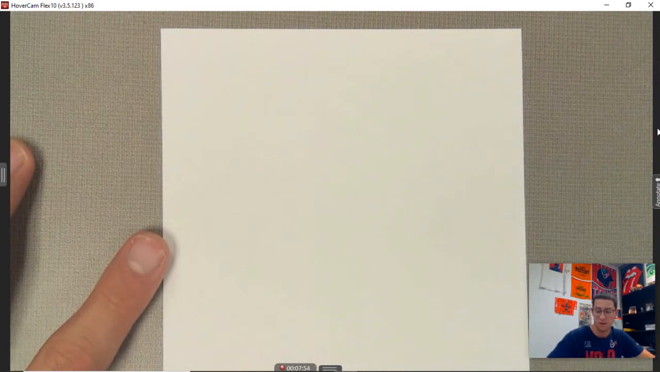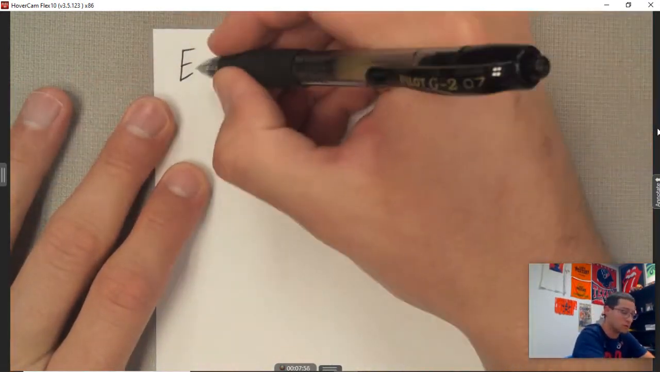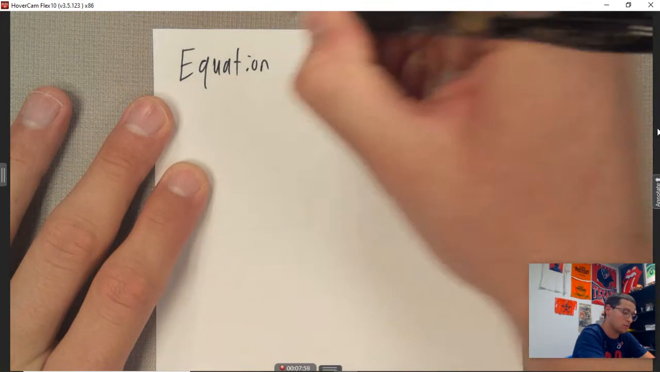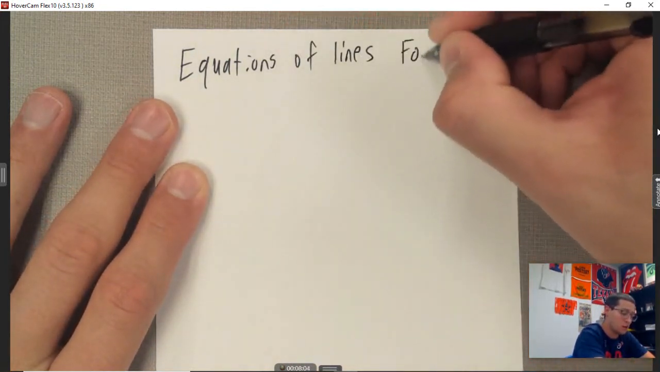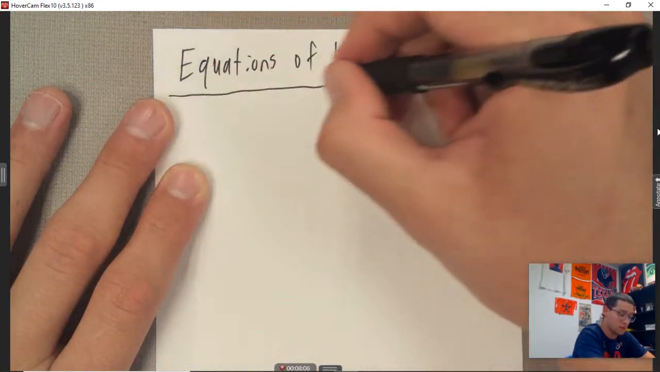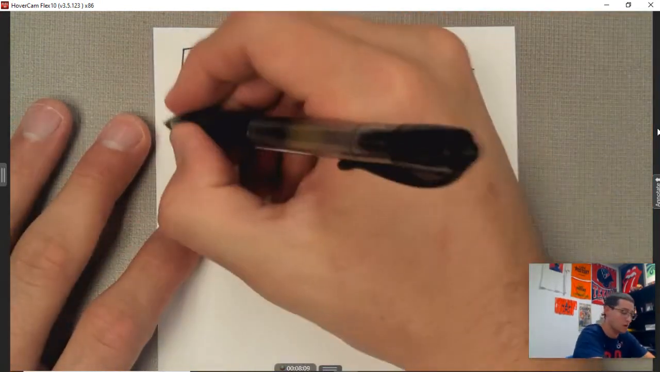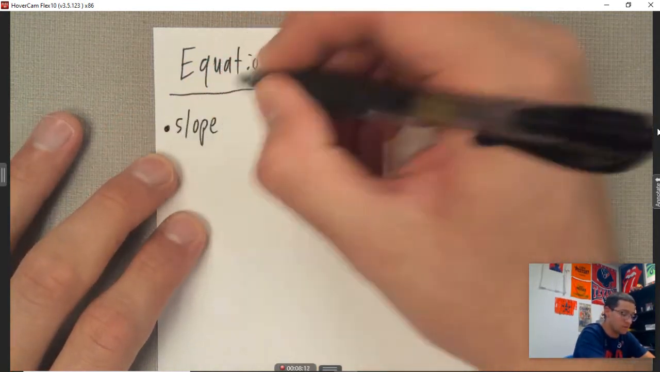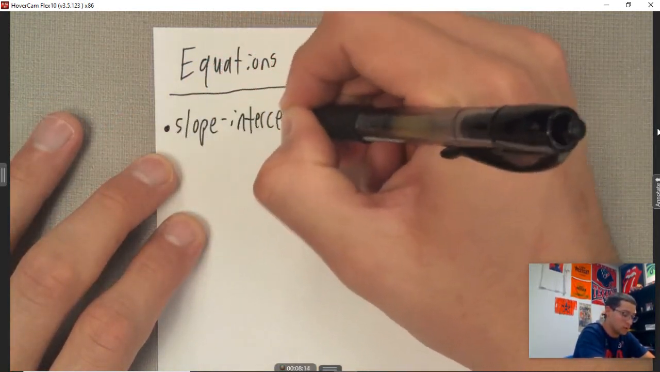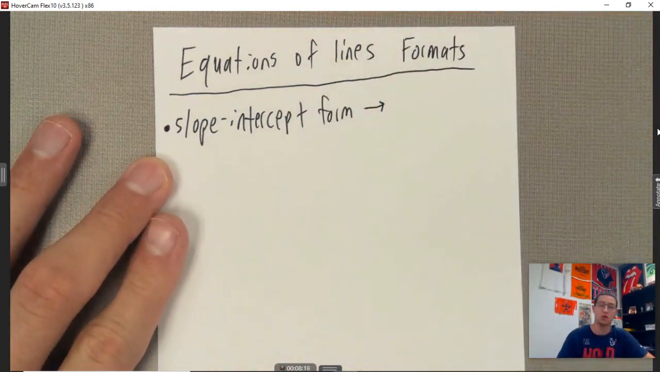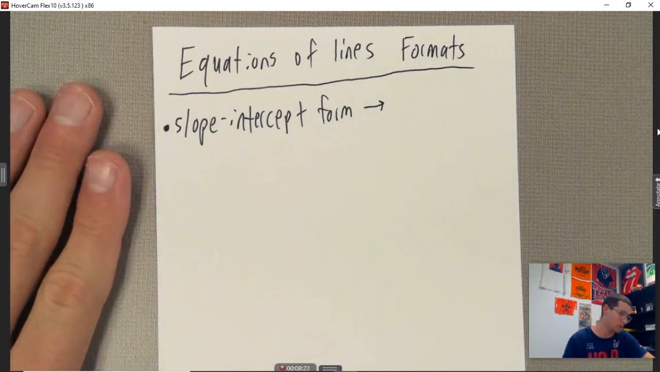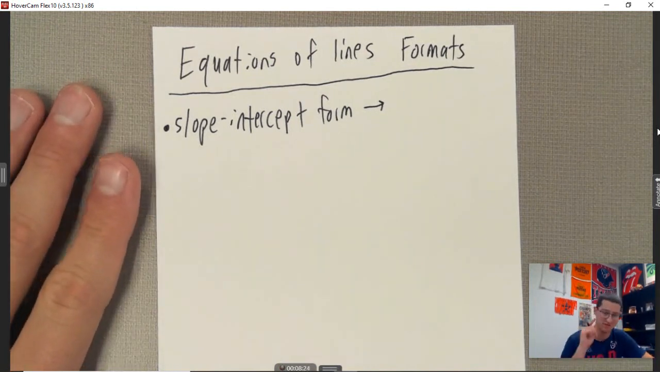Let's use a different note card. Okay, equations of lines formats. Okay, equations of lines formats. All right, first one, everyone's favorite, slope intercept form. Okay, slope intercept form. All right, hopefully we remember this again from Algebra 1, but if not, that's okay.